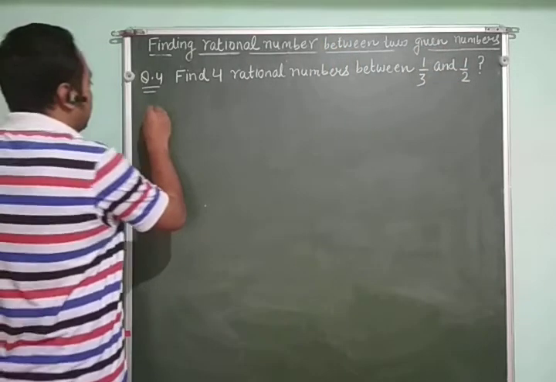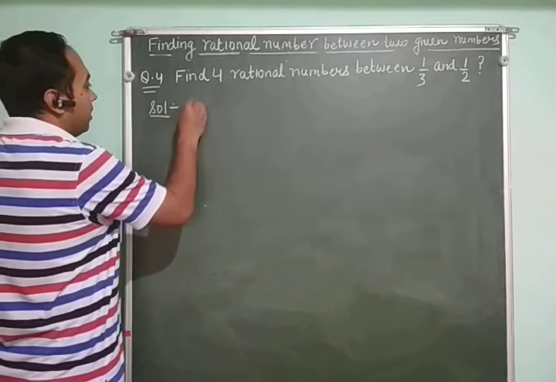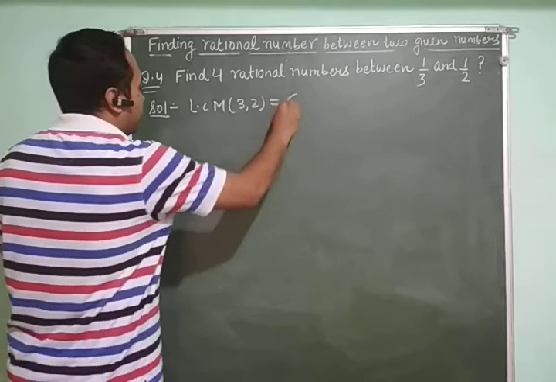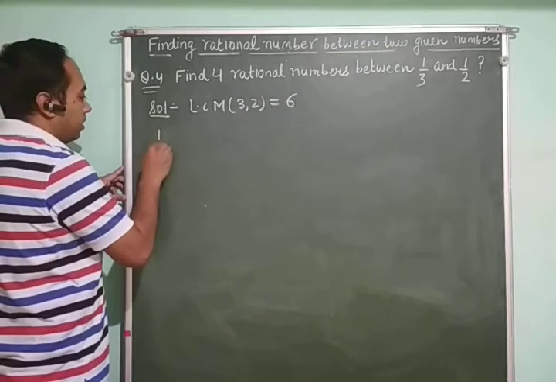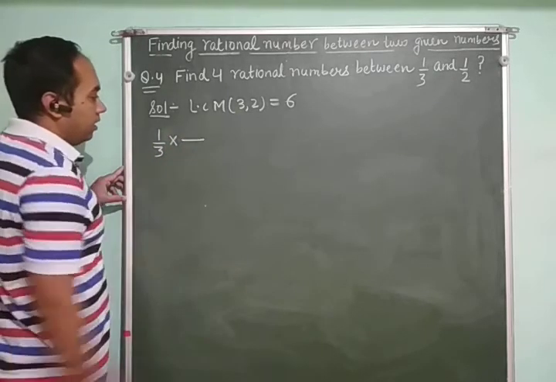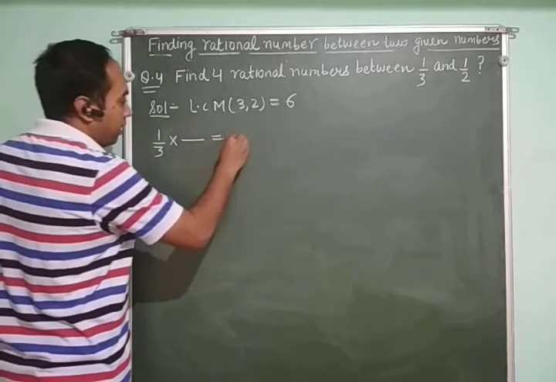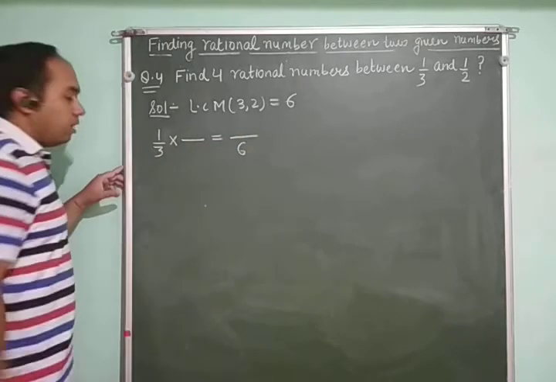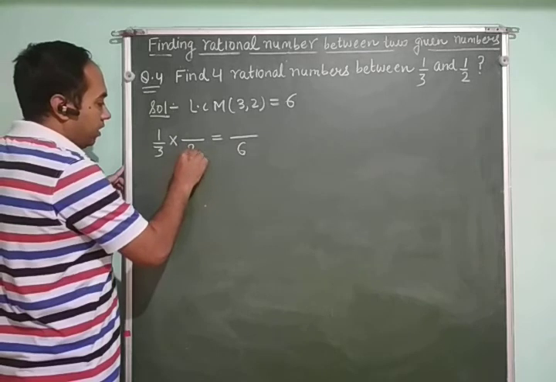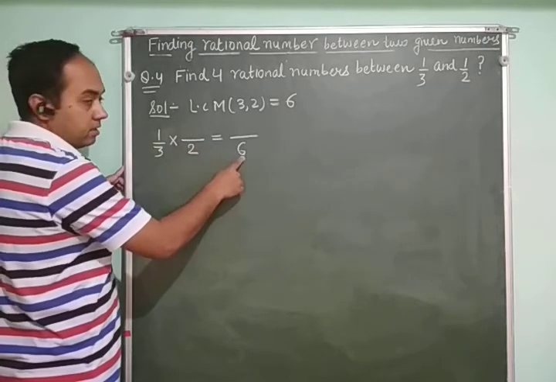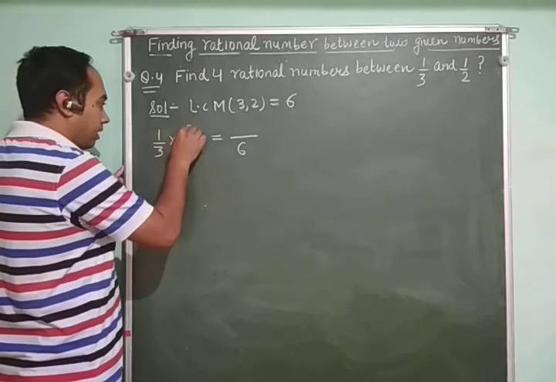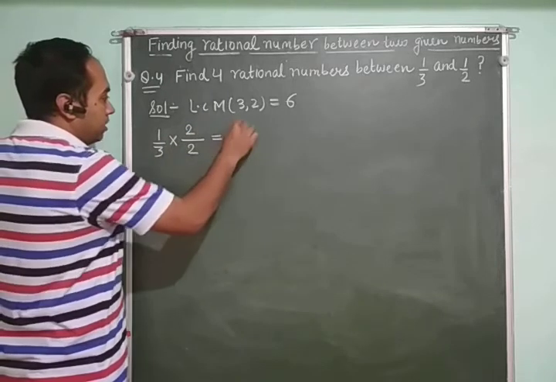So first I am writing over here solution. So LCM of 3 and 2. This will give us how much? 6. Now I am writing 1 upon 3 as it is. Then I have placed the multiplication sign. Then equal sign, and in the denominator I have written 6. Now the question is, with this 3, what should I multiply to get 6? So if 2 is multiplied by 3, this will give us 6. Now whatever is written in the denominator, same number will be written on the numerator, and 1 2s are 2.